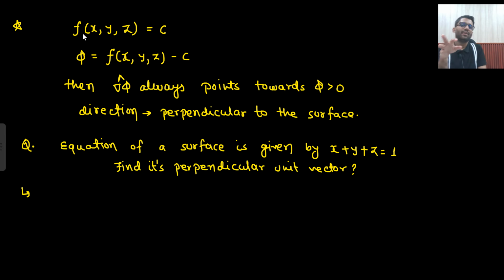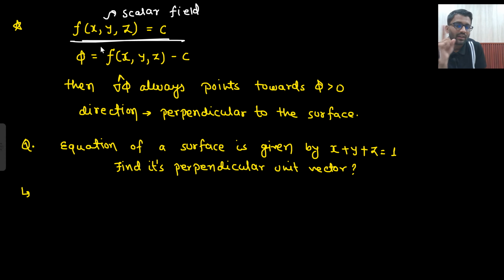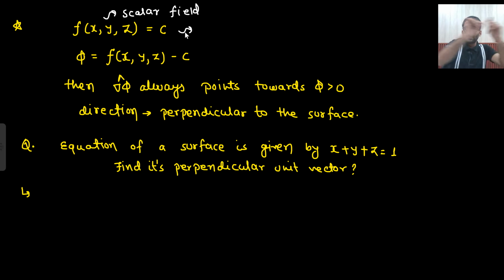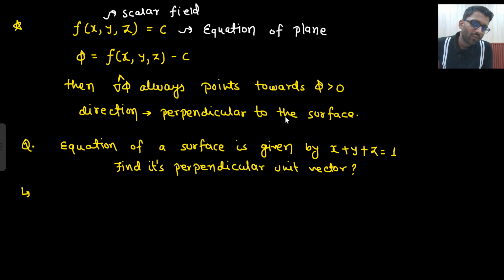So what has been written? f(x,y,z), this was your scalar field that I am equating to a constant value. That means if I take this here and I am equating this to a constant value, I will get an equation of plane, because what I am doing is joining all the points where my f(x,y,z) is equal to c. So I am getting an equation of plane.